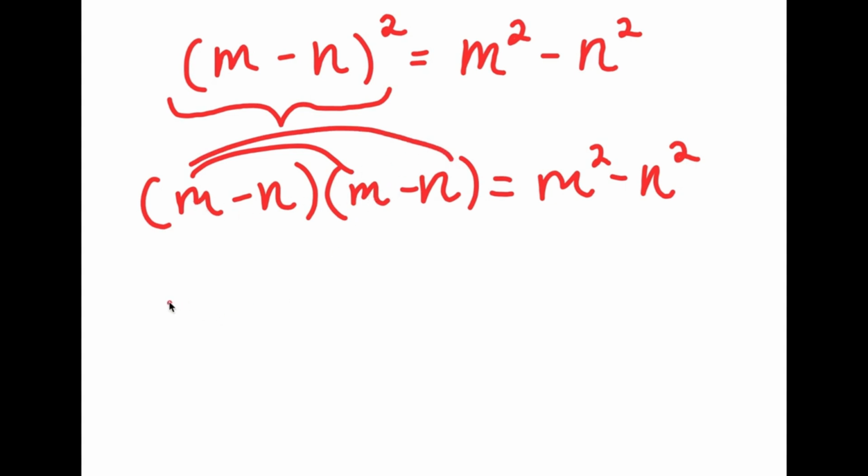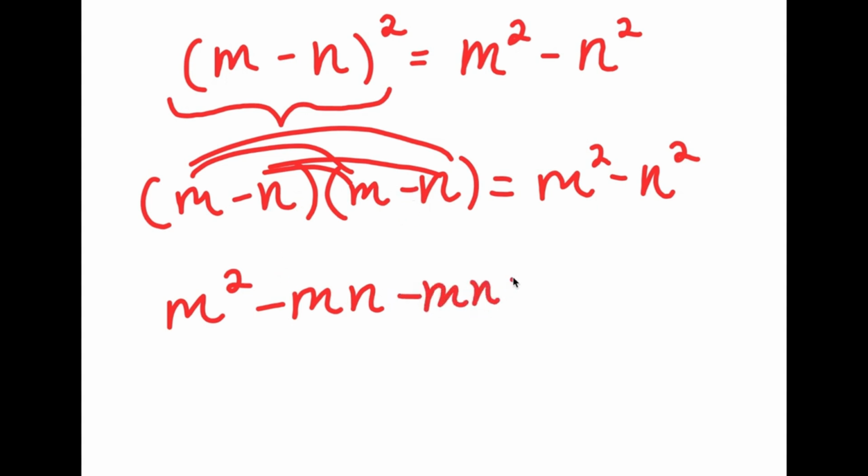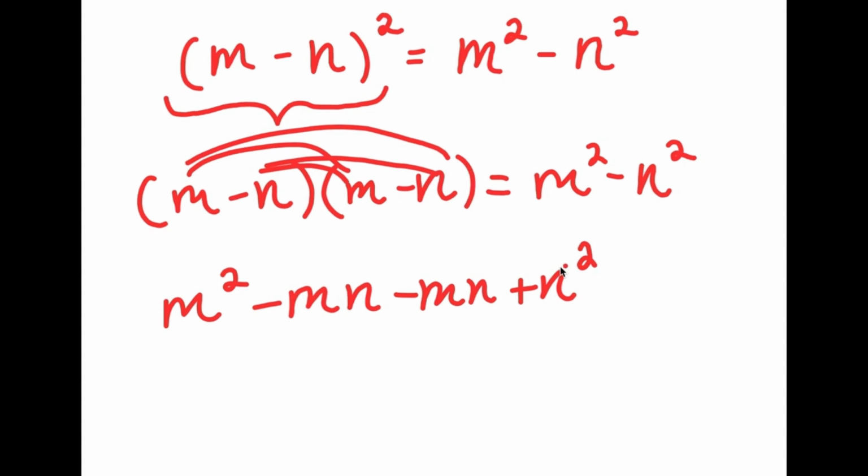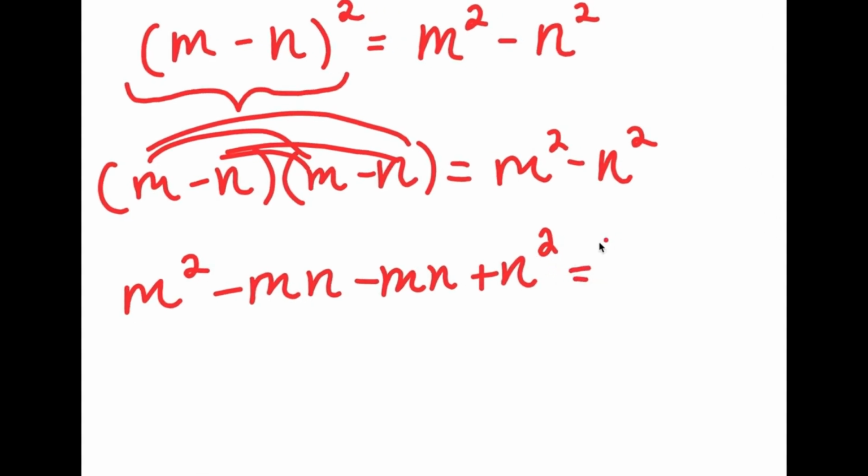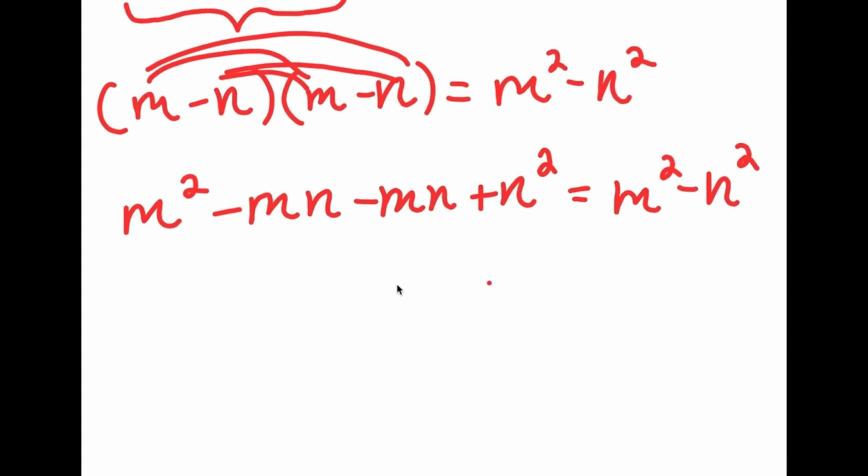M times m is m squared. M times negative n is negative mn. Now I'm going to distribute the negative n. Negative n times m is negative mn. And negative n times negative n is positive n squared. So I have this is equal to m squared minus n squared.